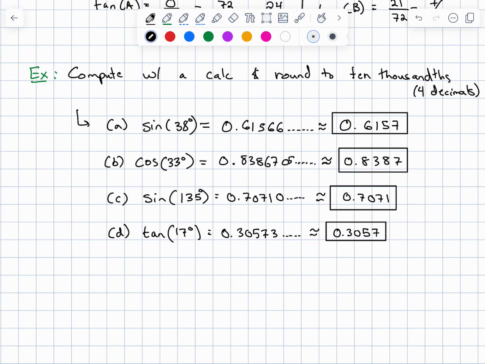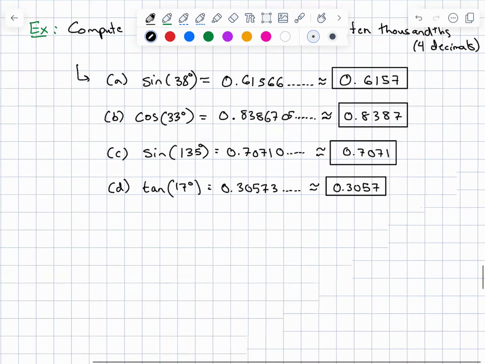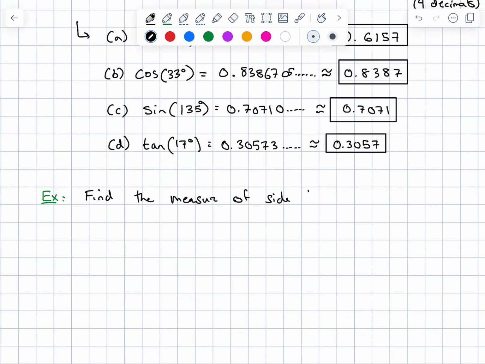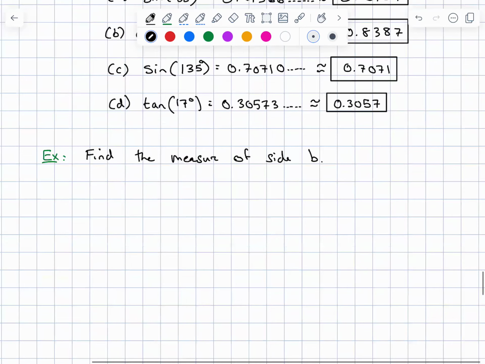Okay. So how do we utilize it for things like this? We're going to look at a pure math example, and then a quote unquote real life example. The first example is find the measure of side lowercase b when you're given this right triangle.